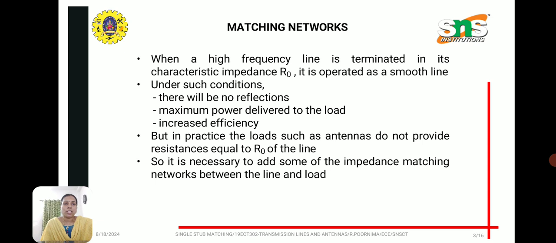When a high frequency line is terminated in its characteristic impedance, it is operated as a smooth line. Under such conditions there will be no reflections, maximum power is delivered to the load, and efficiency increases. In practice, loads such as antennas do not provide resistances equal to R naught of the line. So it is necessary to add some impedance matching network between the line and the load.